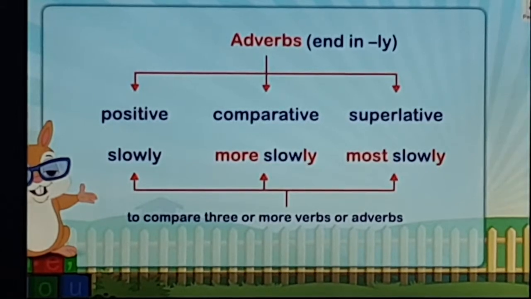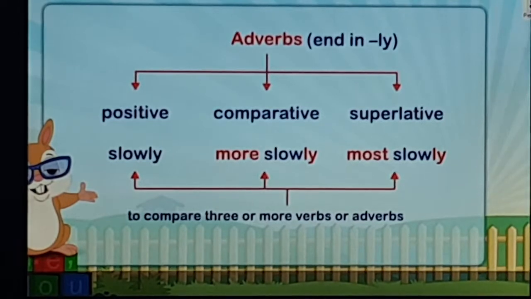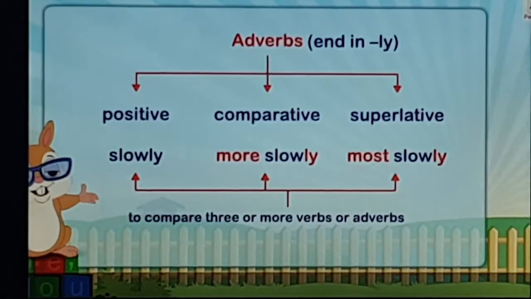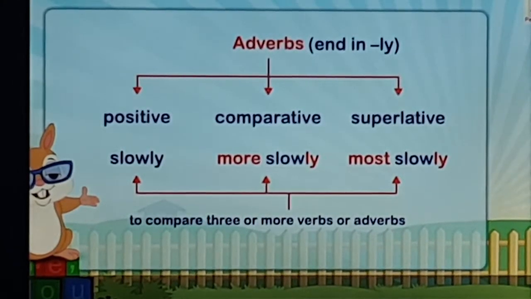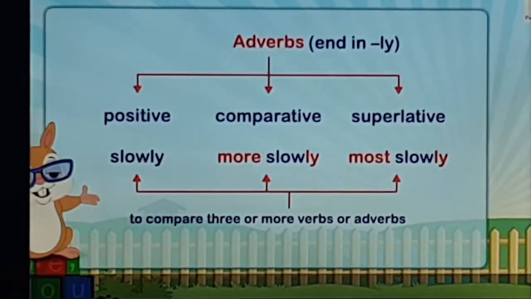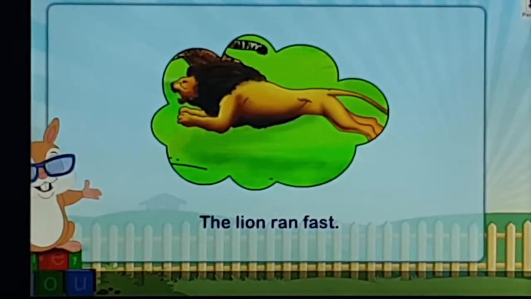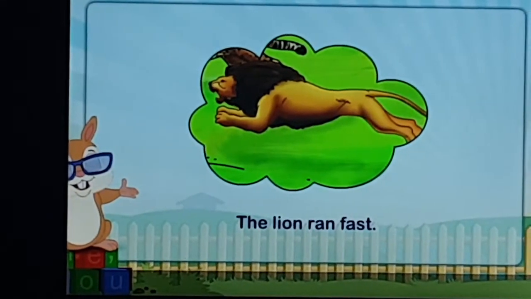So remember this, when it is a one syllable adverb, we use er or est at the end of the word. For comparative, we use er, and for superlative, we use est. And if it is a two syllable word or ending with ly, then we use more in comparative degree and most in superlative degree. Like in the example here, the lion ran fast. So here we are talking about the action of one noun, that is the lion.